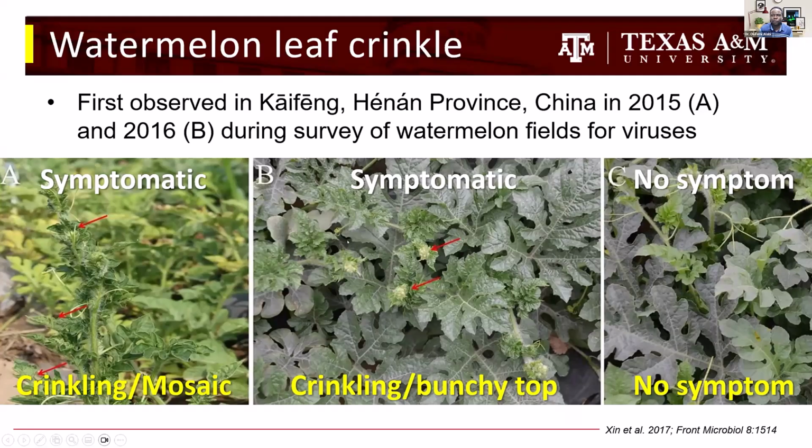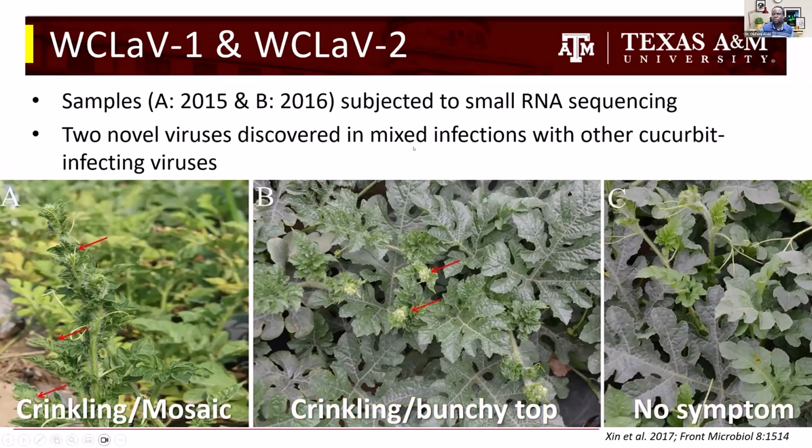So they did what most of us do these days, taking advantage of the powerful tool called high-throughput sequencing that you've heard a lot about during this webinar series. They isolated RNA and performed small RNA sequencing on these samples, both symptomatic samples from 2015 and 2016, as well as from a healthy-looking sample. And they found some viruses that are known to infect watermelon and other cucurbits. That was no surprise. But what was surprising was they found some additional sequences that did not match known viruses infecting cucurbits, as a matter of fact, most of the known viruses as at that time.